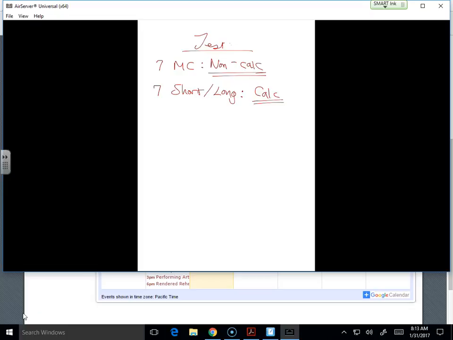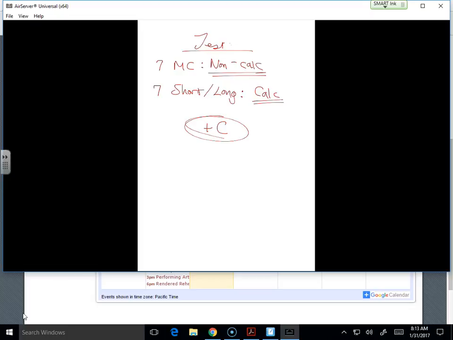Uh-oh, antiderivatives. Don't forget your plus C, or your rules, but don't forget your plus C. It happens every year on the test. Antiderivatives, people forget the plus C. So on the short, long answer, you are allowed to use your calculator, but you can't use it necessarily for every problem. It's just you can have it available.